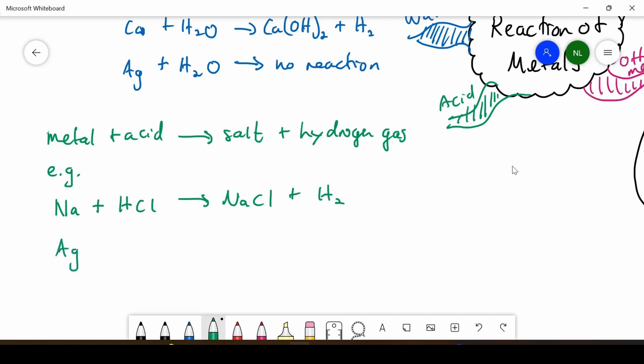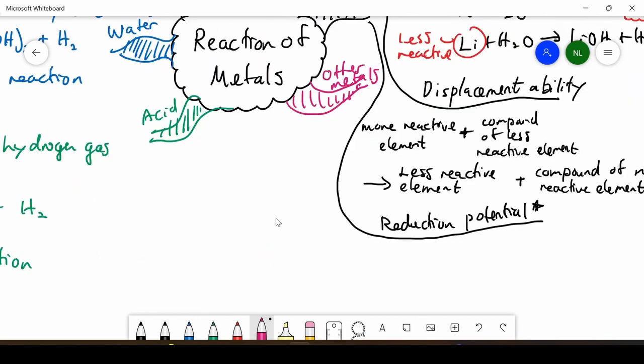Silver, on the other hand, being less reactive than hydrogen, does not react with dilute hydrochloric acid, so adding it to acid will result in no significant reaction. In addition to water, oxygen, and acid, metals can also react with other metals in the form of their compounds. In this video, we will discuss this type of reaction in two categories.